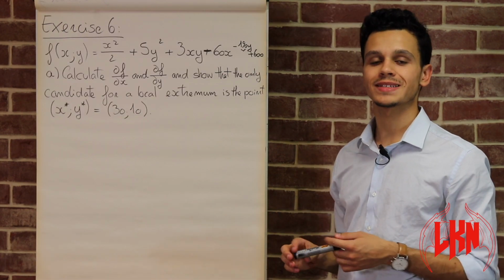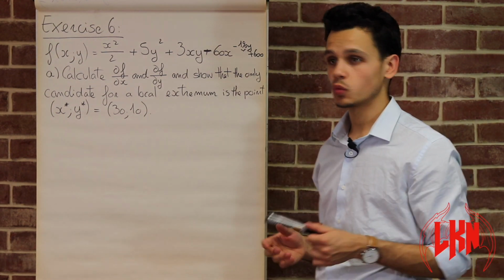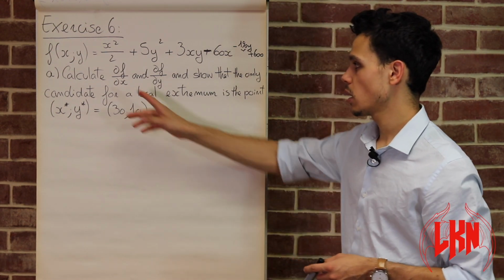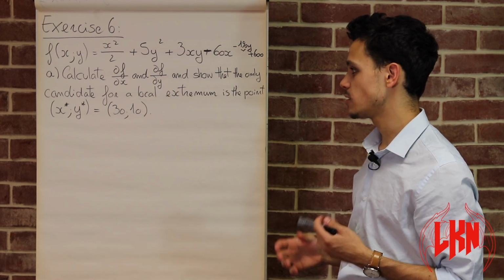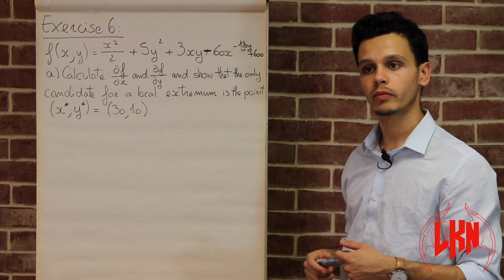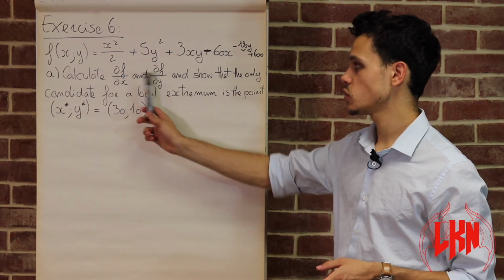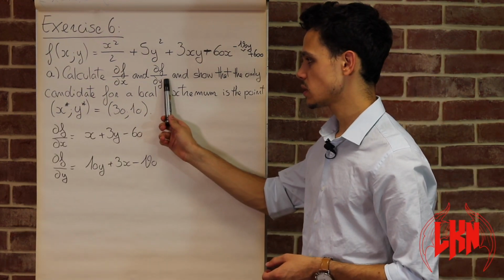Now for exercise 6, we're going to be looking at saddle points. The first question will be, calculate those two and show that the only candidate for a local extremum is the point (x, y) equal to (30, 10). First, we'll compute those two. So how do we compute this and this?